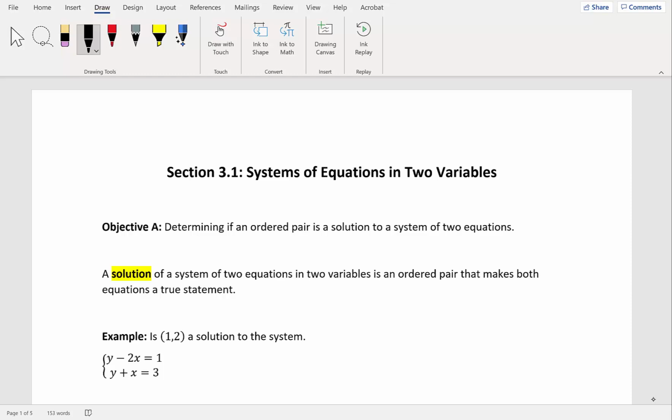So first, let's take a look at the definition of a solution. A solution of a system of two equations in two variables is an ordered pair that makes both equations a true statement.